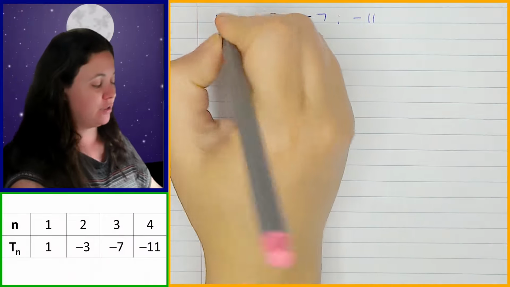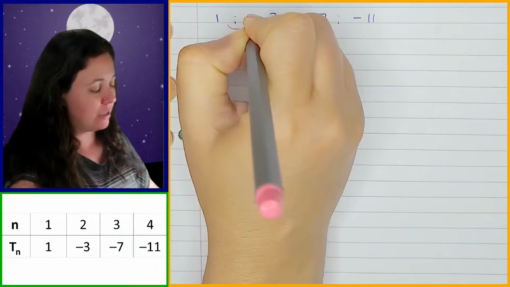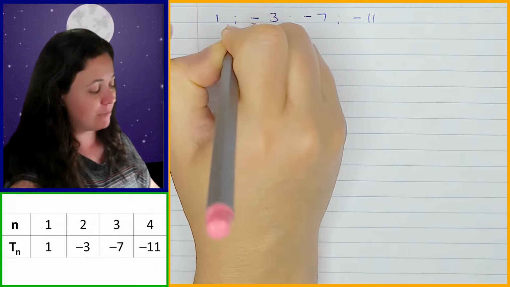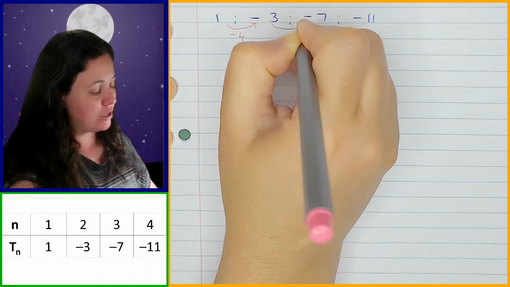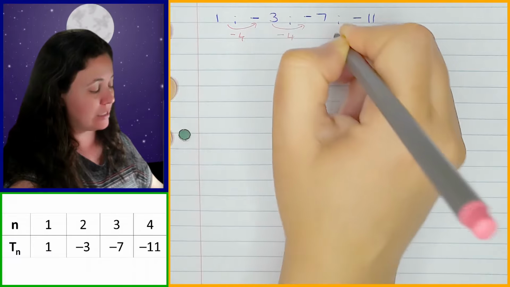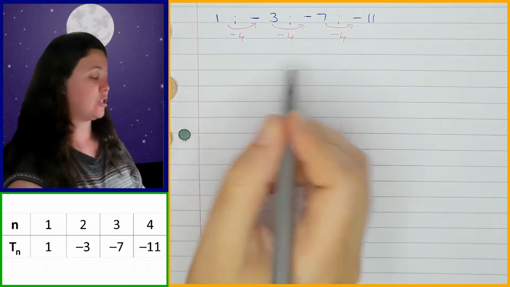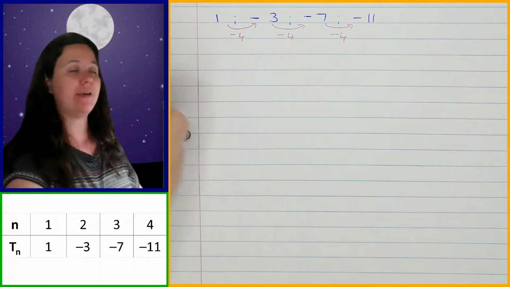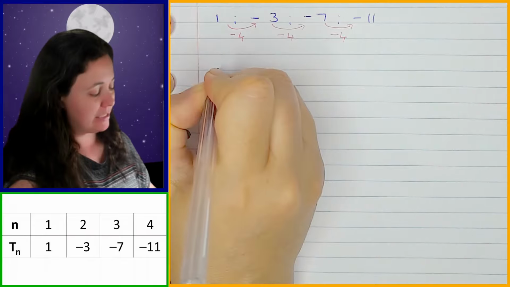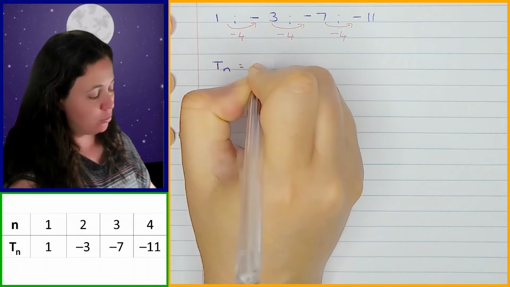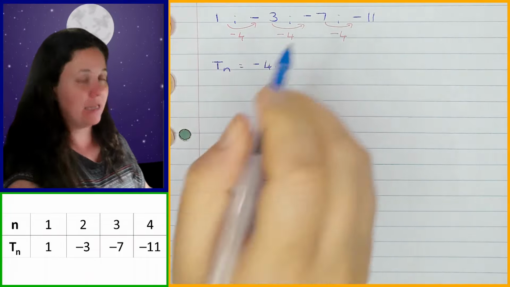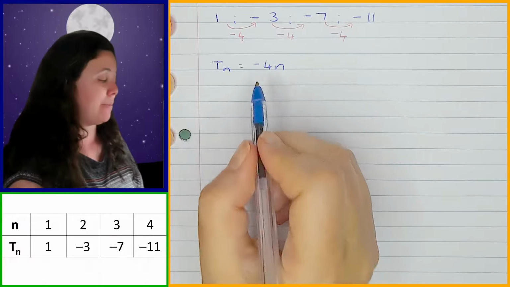So over here, the difference from 1 to -3, I have to subtract 4. From -3 to -7, I have to subtract 4 as well. From -7 to -11, I have to subtract 4 as well. So here I've got a constant difference of -4. So that's going to be Tn equals -4n. So I take that constant difference and I multiply it by n.